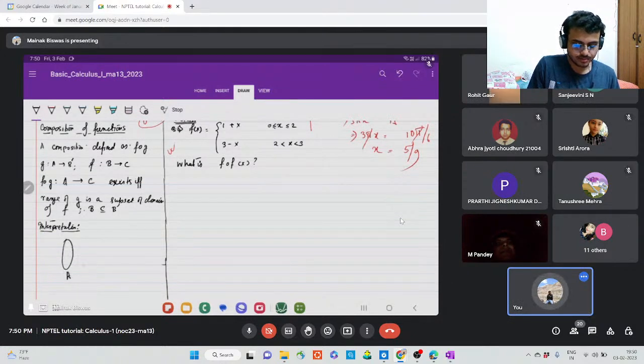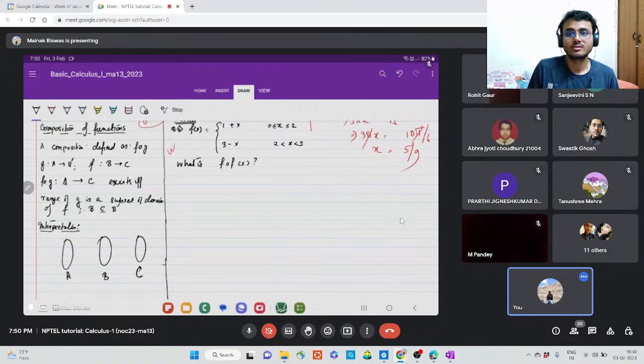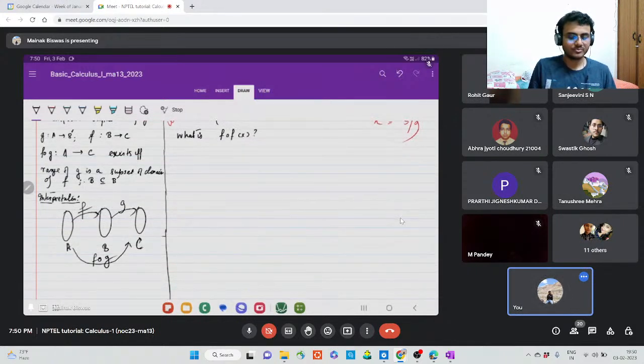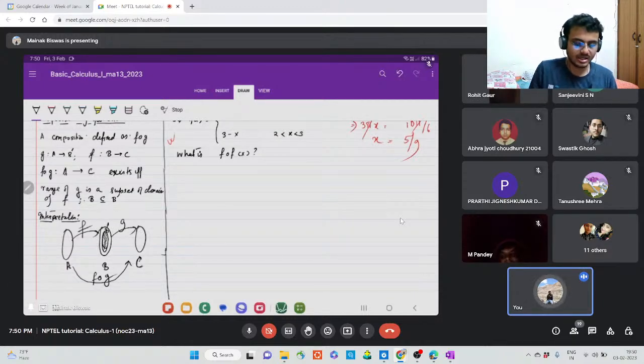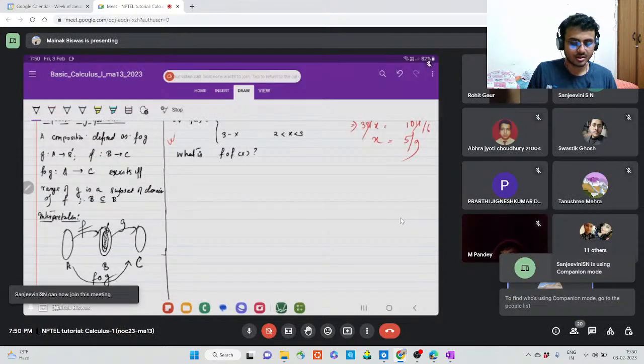So you have a set A, you have a set B, sorry for that, and you have set C. So G is defined between A and B, and f is defined between B and C. This is nothing but f of G. So the only condition that needs to hold is that the range set of G must be a subset of the domain set of f, whatever the domain of f is, right?